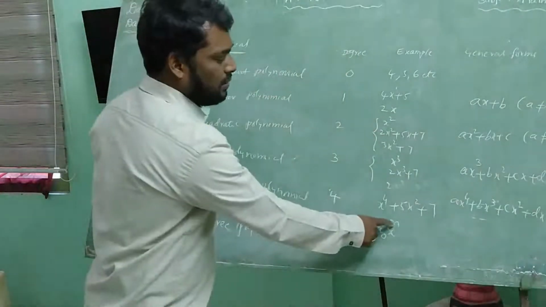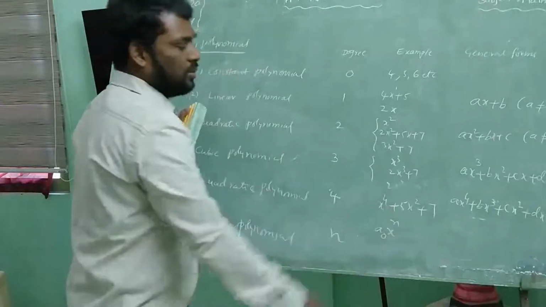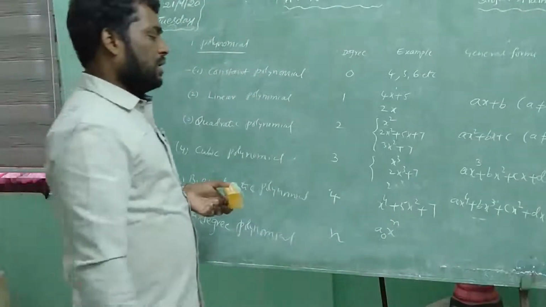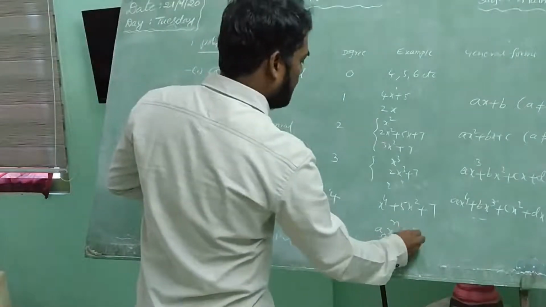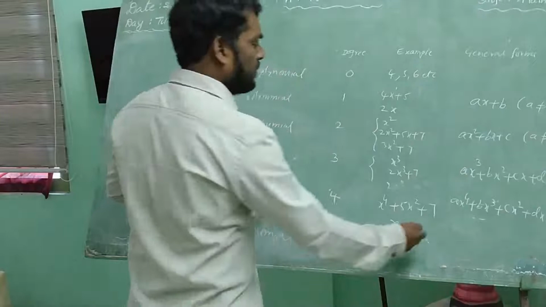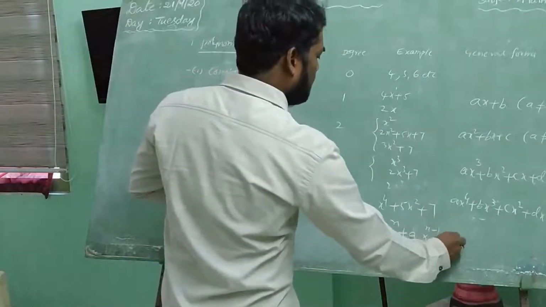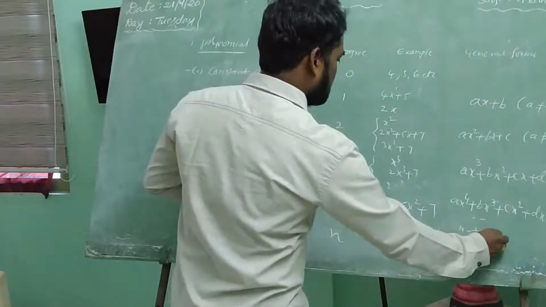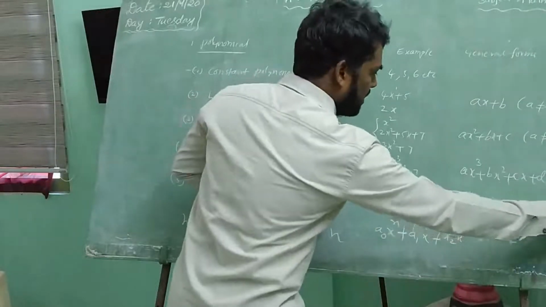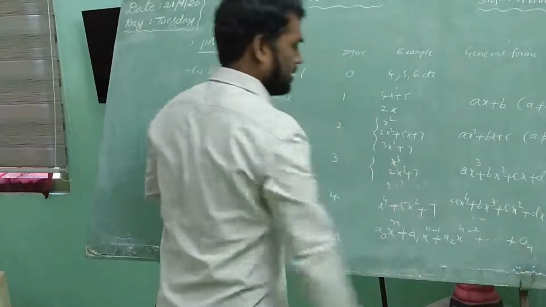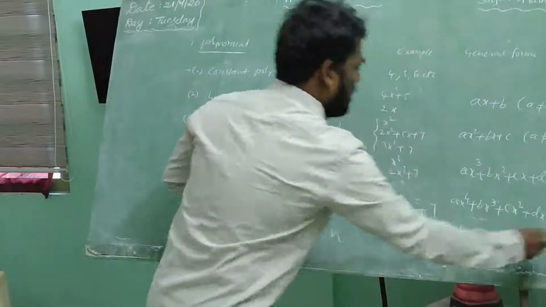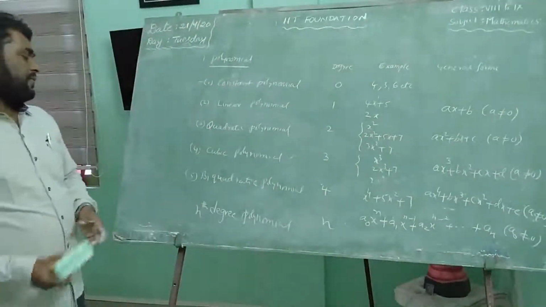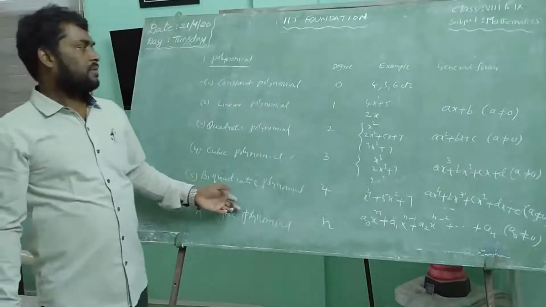So I start with n, because it is an nth degree polynomial, so the degree begins with n. And the next one is a1 x to the power of n minus 1 plus a2 x to the power of n minus 2 plus and so on. And the last term is always a constant. I am taking that one as an, where a0 is not equal to 0. So it is the standard form of an nth degree polynomial.